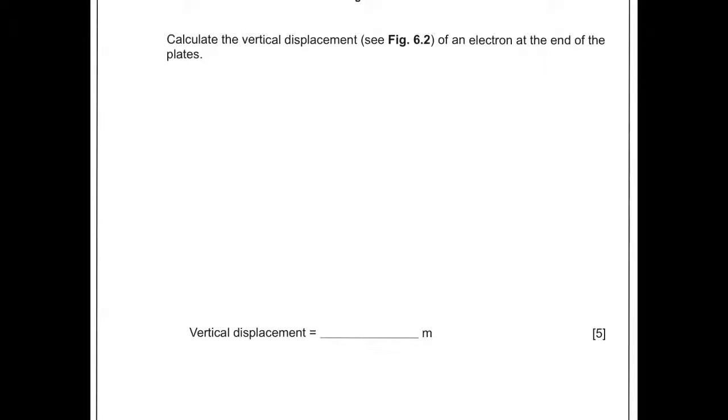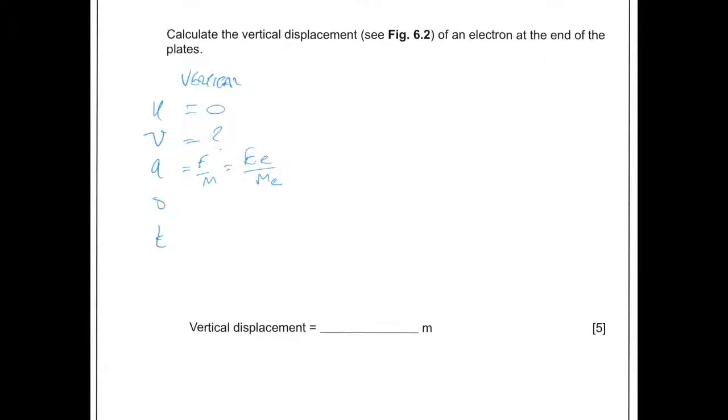So we need to write a SUVAT list for this. The important bit is that the vertical initial velocity is nothing, the vertical final velocity is unknown, a is F over m, and F is the electric field times the charge, divided by the mass of the particle. In this case that's the mass of an electron. s is the thing we're very much interested in, and t is the thing we don't know. So this is where we're going with this. We need this vertical deflection.